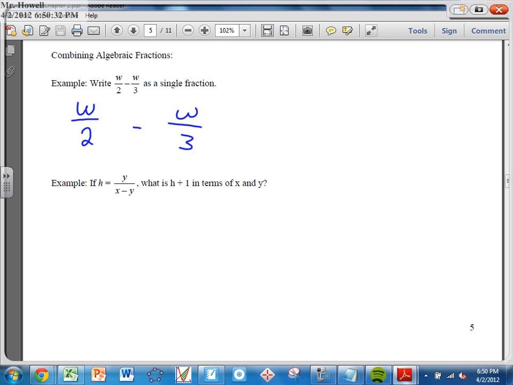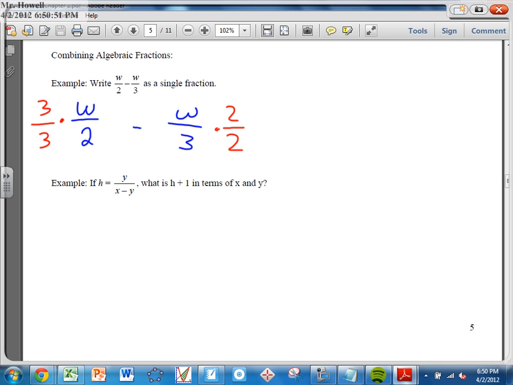Now, if I want to consider this, I want to say to myself, how do I get a 6 in the first denominator? Well, I need a 3 here. How do I get it over here? I need a 2. But I can't just multiply by 3 in the denominator. I have to multiply by 3 over 3, hence 1, or not changing the value. Here I have to multiply by 2 over 2, or 1, thus not changing the value.